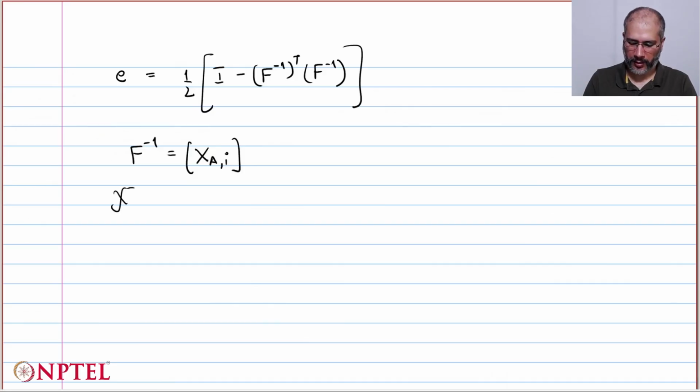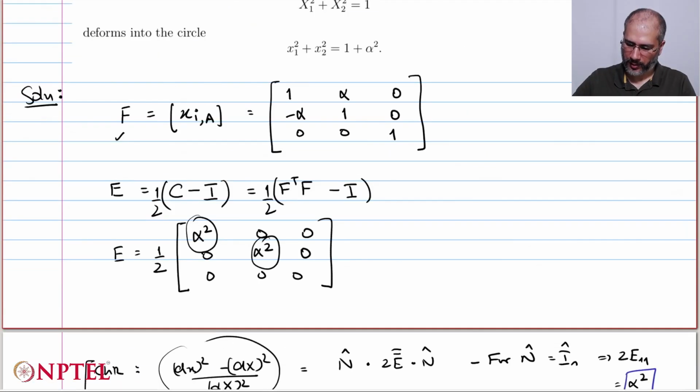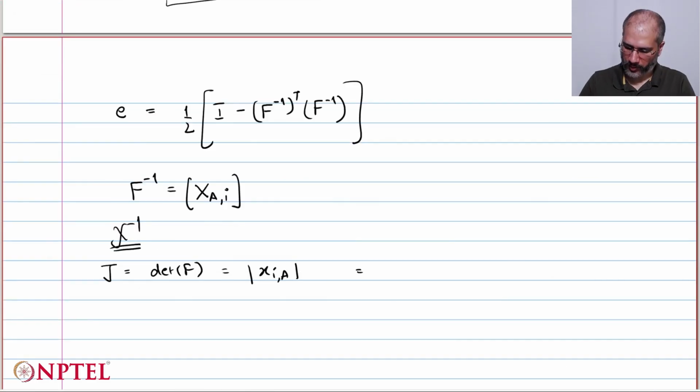So we have to find chi inverse first. And to find chi inverse, we must check the Jacobian not equal to 0. So the Jacobian is a determinant of F only because that was x i comma A. And if I look at my F tensor, this is how my F looked. So if you try to find the determinant along this row, for example, this is simply 1 plus alpha squared. So the Jacobian is 1 plus alpha squared, which definitely is not equal to 0 because alpha squared is a positive quantity. So this implies that inverse is possible.